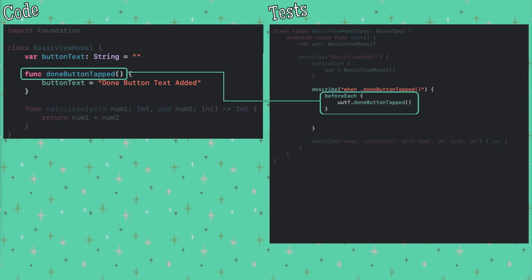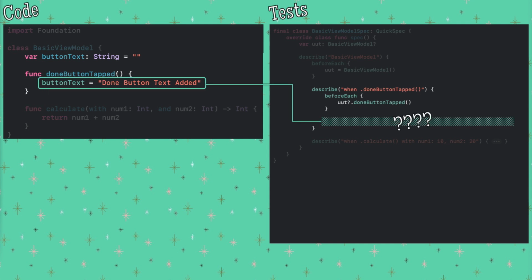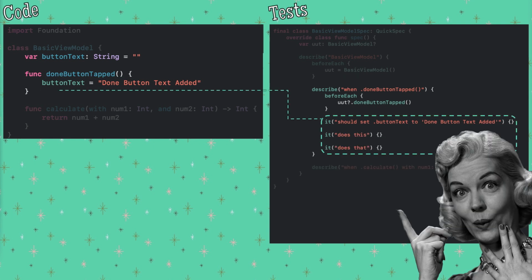Start off by calling the method that you want to test in the before each section. Then look inside the method to write what it does. In this case, the button text variable is set to the string done button text added. An it section should be written to reflect this. In the event that there are multiple things happening inside the method, simply create a separate it for each thing that happens. Again, put them in the order that they happen inside the code for better readability.